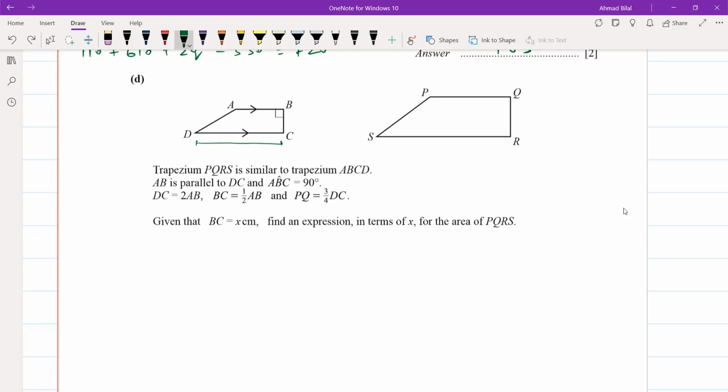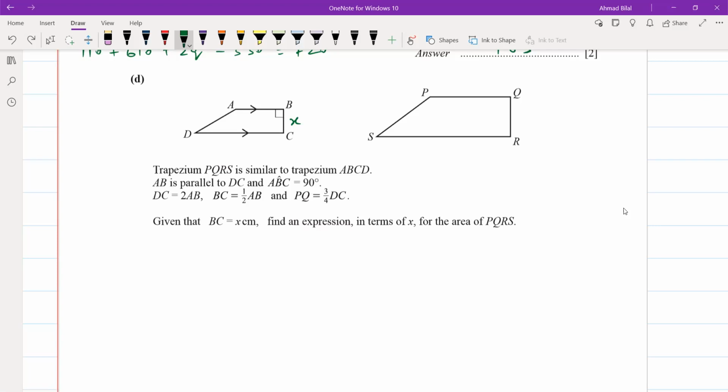Okay. BC is half of AB. Okay. and PQ is 3/4 times BC. उसने वहाँ पे PQ का कुछ information दी हुई है. Now given that BC is x, अच्छा BC को x लिख लेते हैं पहले. This is x. Find an expression in terms of x for the area of PQRS.